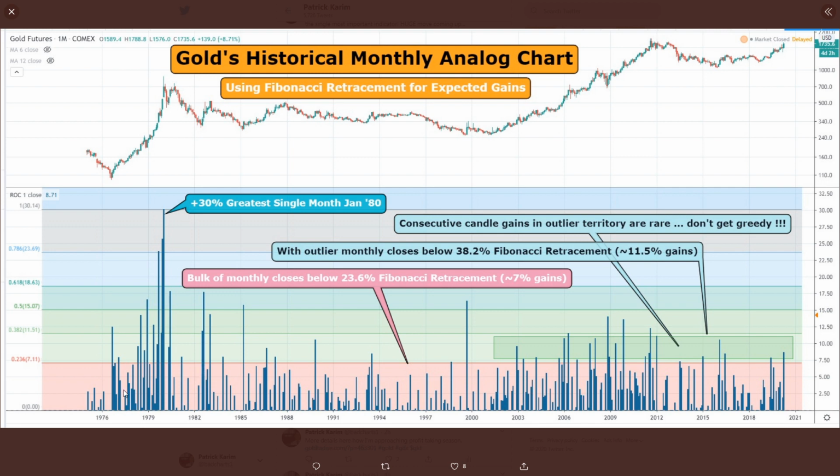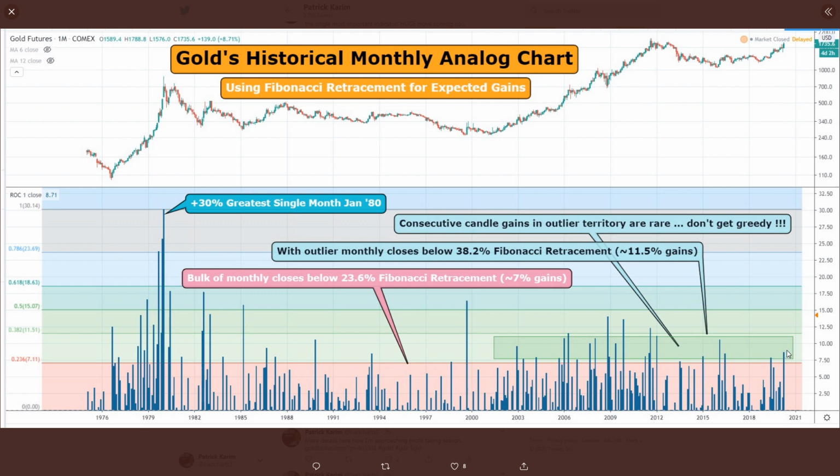So most of the months, especially in a bull market, you get about 7% gains per month, open to close. So don't get greedy. That's what you should get most of the time. And you could have a whole bunch that are consecutive in there, 7%, 5%, 3%. And here's the outlier zone. Up to the 38% retracement level, there's a few times, and it's rare that you have two that are glued in it. See, this one barely. Usually the next month you're back into the bulk of the bulk.